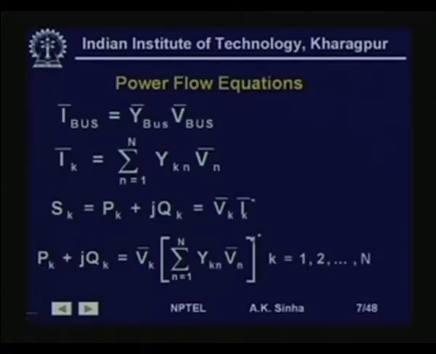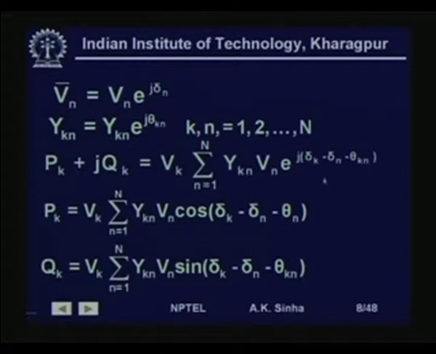We have to take the conjugate. So, the angle is negated. So, we get this phasor expression for the complex power injection. If we separate out the real and imaginary parts, then for the real part, real power injection P k is equal to V k summation n is equal to 1 to capital N y k n V n cos delta k minus delta n minus theta k n. I am sorry, this should be k n.